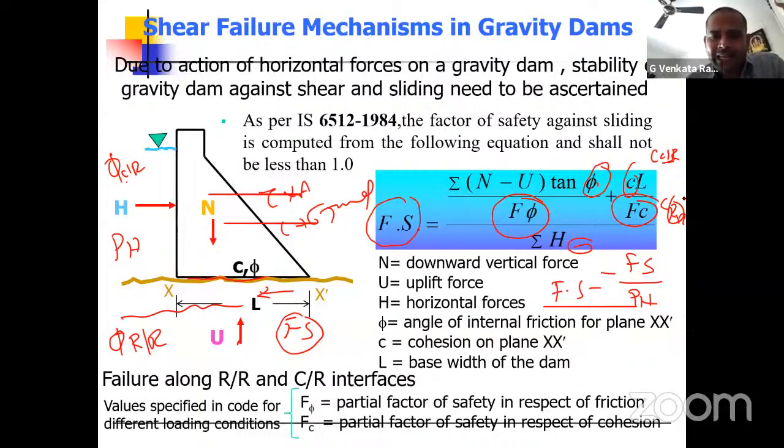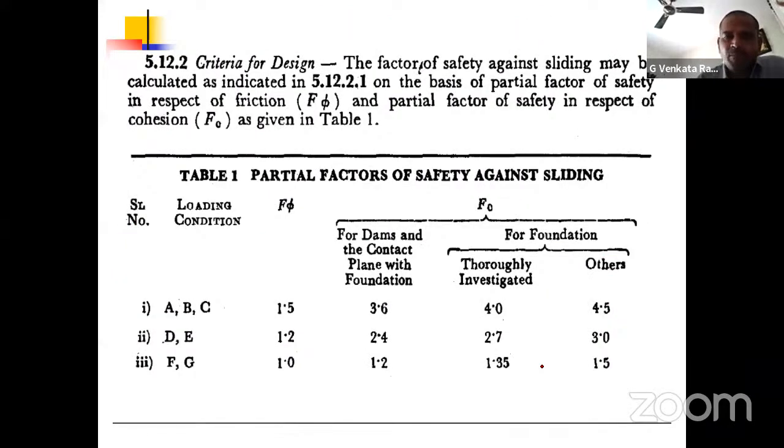Ultimately, see, safety against sliding. When we are checking that, if the safety is not within the limits, if it is not satisfying, then we have to increase the width of the foundation, or otherwise go for some shear keys, maybe some particular additional measures. But we have to know these particular parameters. The same thing here. But there is an IS code.